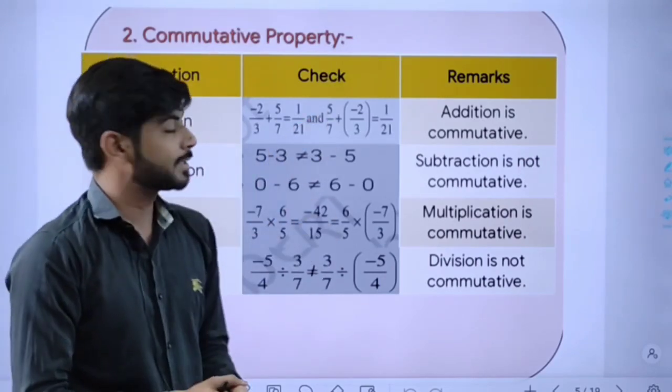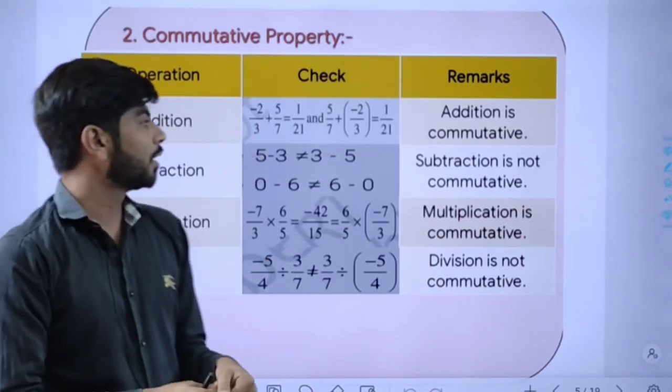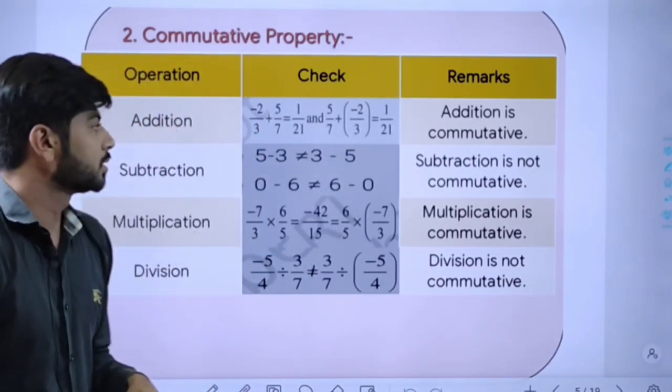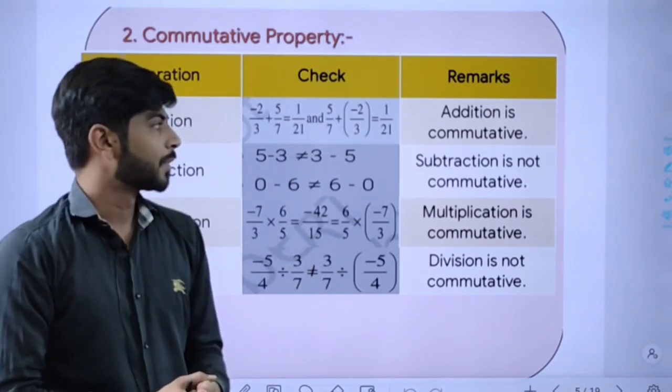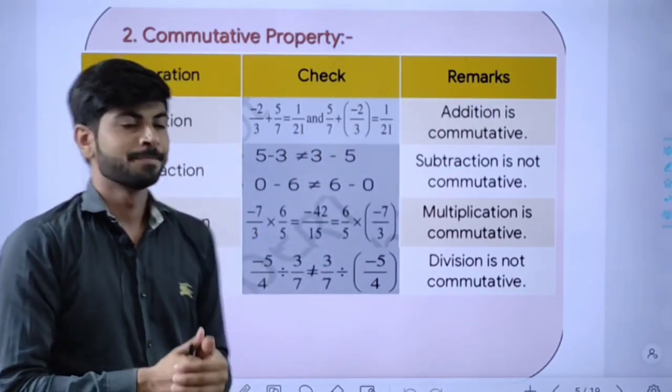So we will get the same answer, 1 upon 21. So if we change the order of the given two rational numbers, the answer will be same. So we can say addition is commutative.